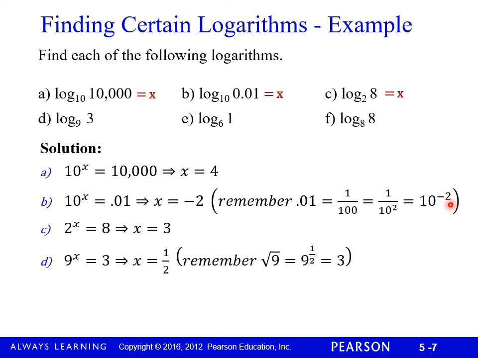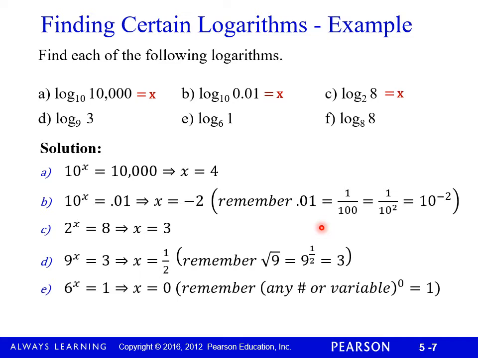This is another challenging one, okay? Remember that the square root of 9 is equal to 3. Well, we can rewrite square roots, or any root or radical, as a fraction exponent. The square root of 9 is the same as 9 to the power of 1/2. And so we get 9 to the power of x equals 9 to the power of 1/2. So we know that the x has to equal the 1/2 because the exponents need to be the same.